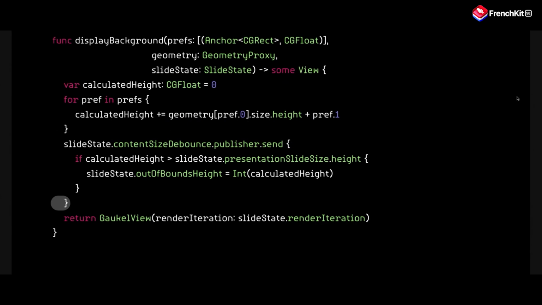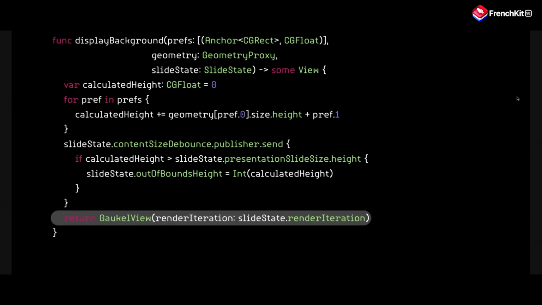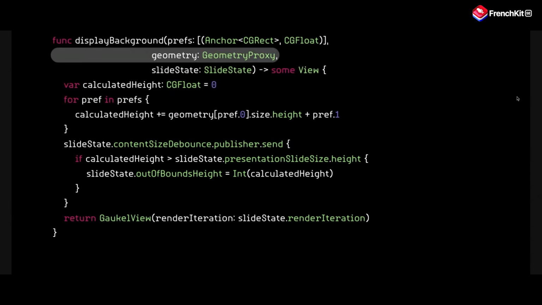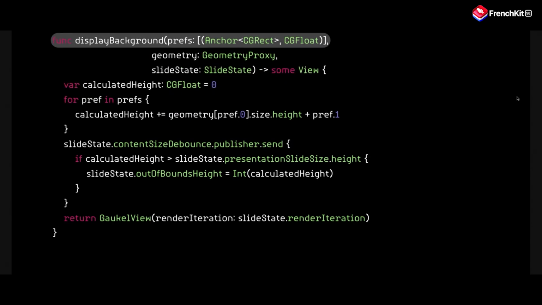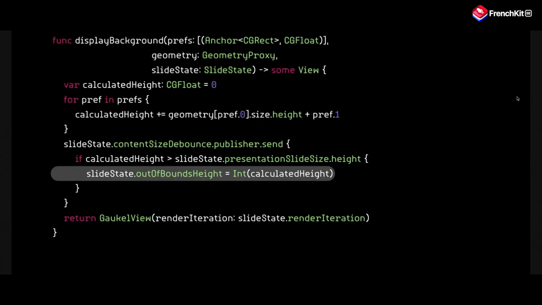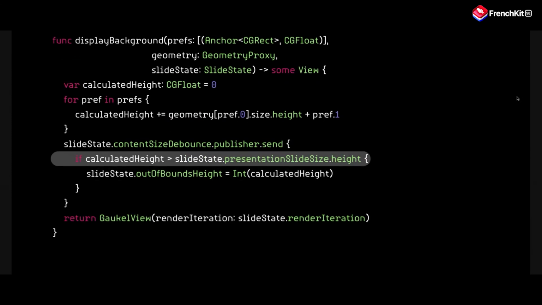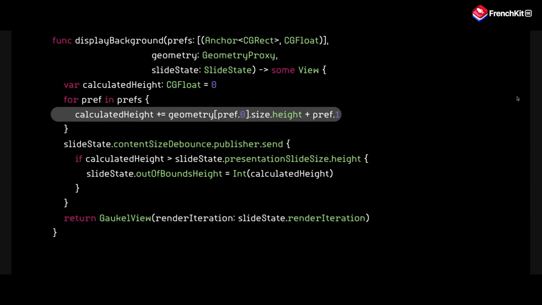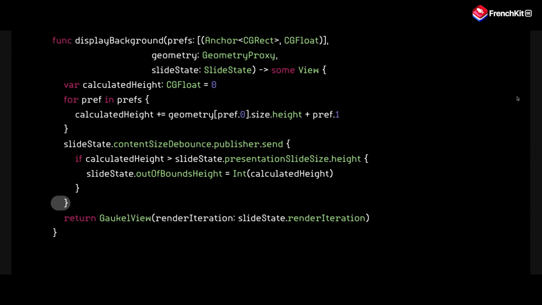I'm creating here a view. It's called Gaukel view. And you're wondering why not just an empty view? Because the problem is this code here is only going to be run if the display background changes. If the view you get back from here changes, Apple SwiftUI will rerun this. But we need it to rerun all the time. And the way I'm doing that is here.